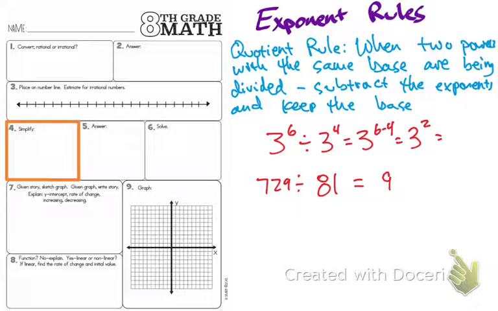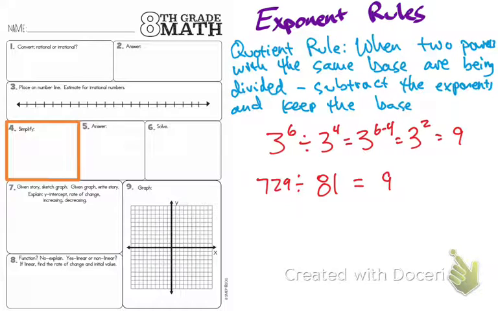Now, again, if we want to look at why that works, well, we know that 3 to the 6th power is 729. We've done that several times. This time we're dividing by 3 to the 4th power, which is 81. And 729 divided by 81 is equal to 9.